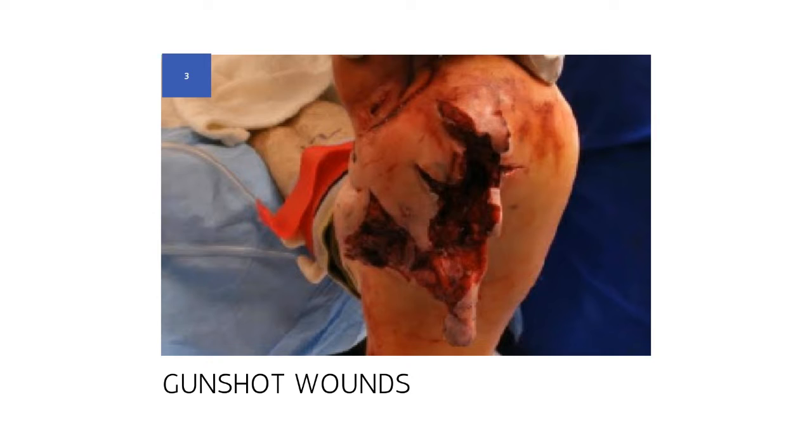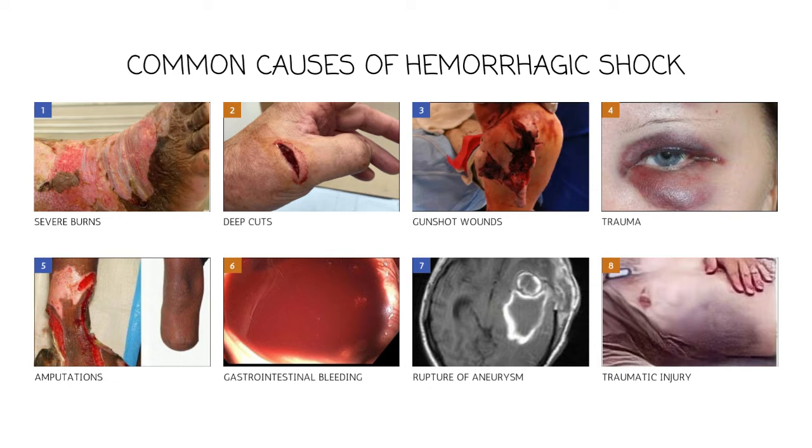Next, we have gunshot wound. This is similar to a deep cut as it goes deep into the blood vessels, also resulting in hemorrhagic shock. For numbers 4 and 8, we have traumatic injury. It is one of the most common causes of hemorrhagic shock due to the inadequate oxygen delivery to tissues.